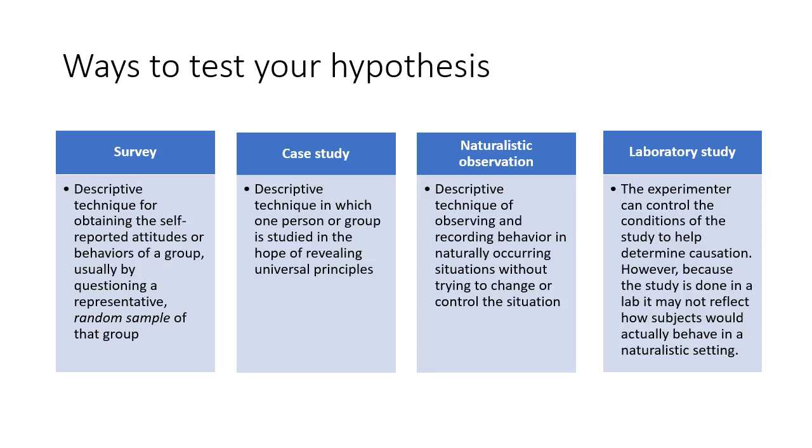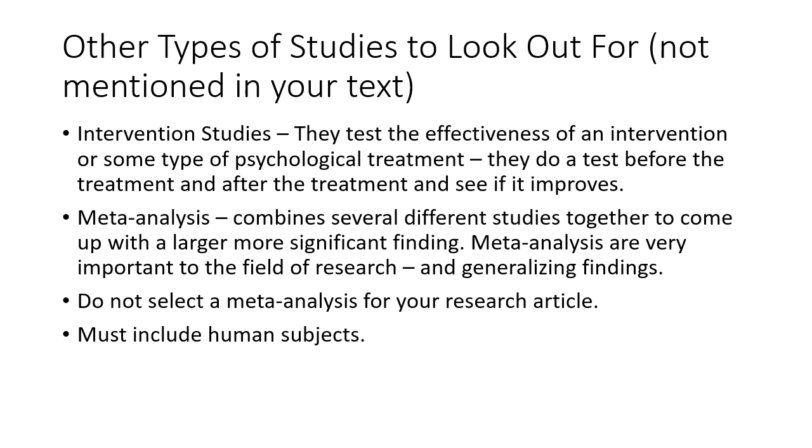With all three of these other options, it's very difficult to determine cause and effect, because you're not really controlling anything. You're just observing people. So let me give you some examples of other studies that you might run into when you're going through your literature review. Intervention studies test the effectiveness of some type of psychological treatment.